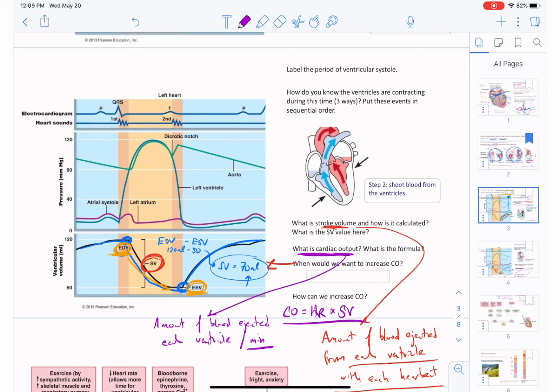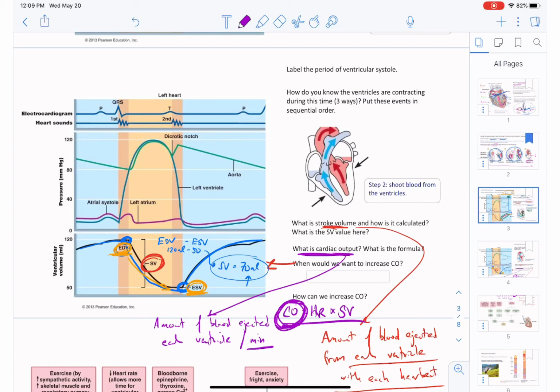So cardiac output is a very important measure. It's the amount of blood ejected from each ventricle per minute. And it's super important to maintain cardiac output because cardiac output maintains blood pressure. If we don't have enough cardiac output, then our blood pressure drops and we're not able to deliver blood and all the stuff that blood is carrying to the tissues of the body. And so cardiac output is something that we want to keep careful control over.